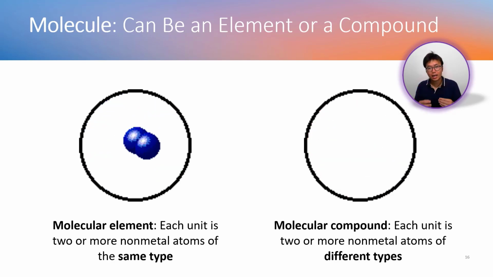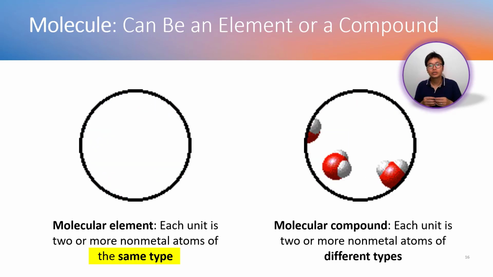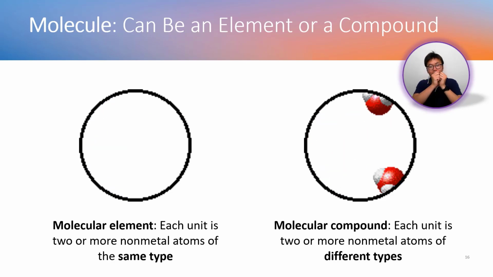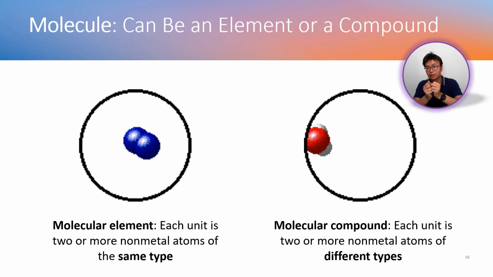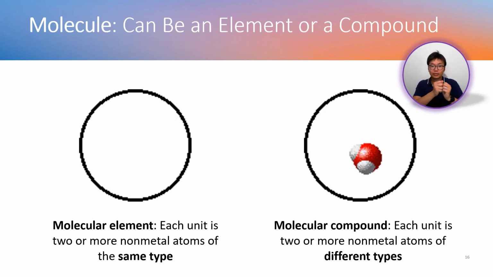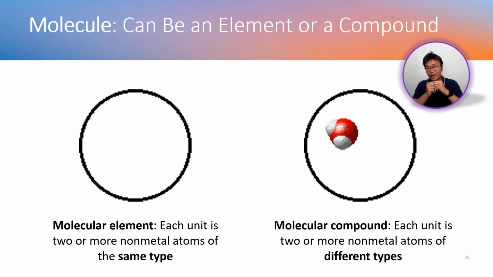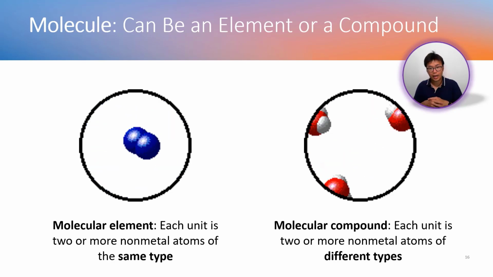If it's an element, you will see only one type of atom coming together. In the picture, you see the two blue atoms chemically joined together. That is a molecular element. We're going to have some examples later that we'll look into, but this is considered a molecular element. Again, an element only has one type of atom.